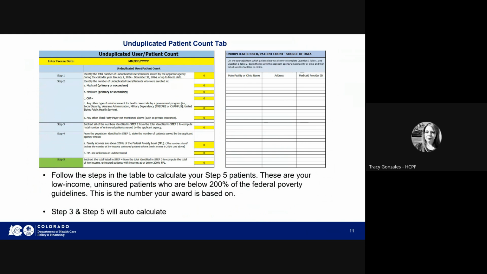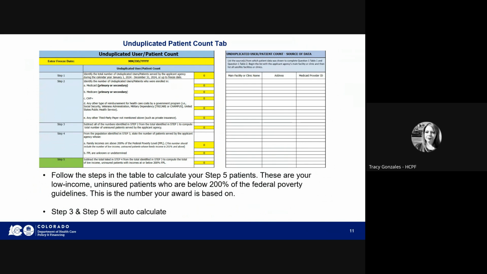And I do see a typo as I am giving this presentation. It is your low income uninsured patients who are at or below, and this says who are below. So I just want to point that out, and I apologize for that. So again, your step 5 patients are those patients that are at or below 200% of the federal poverty level and are uninsured. Moving on to the right of that is your source of data.